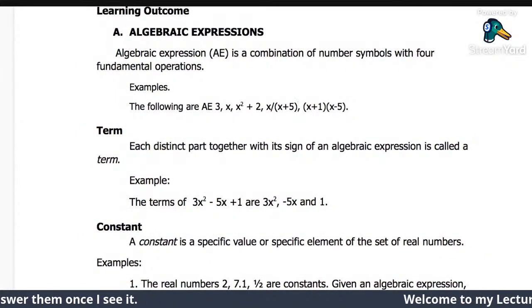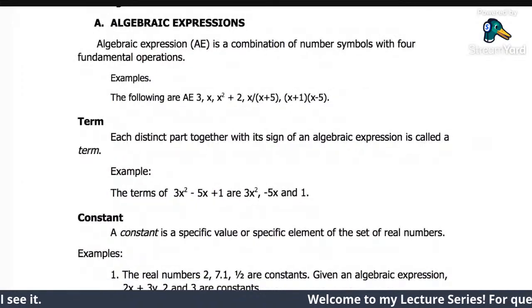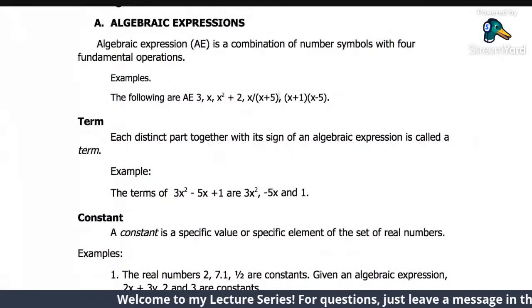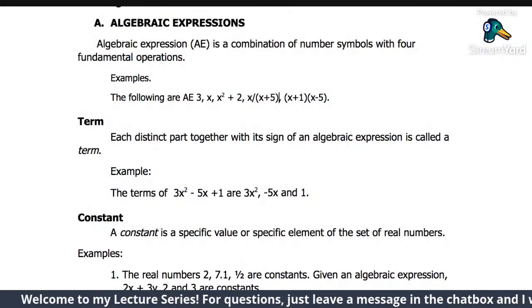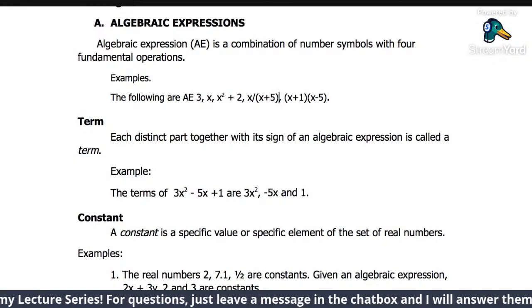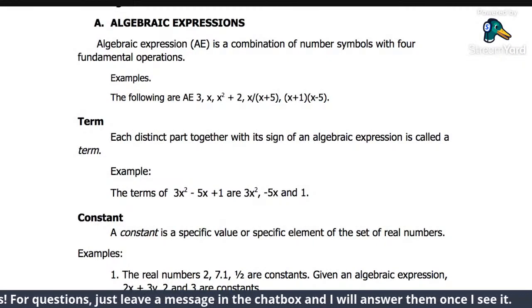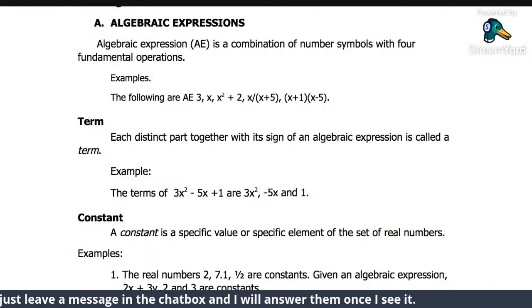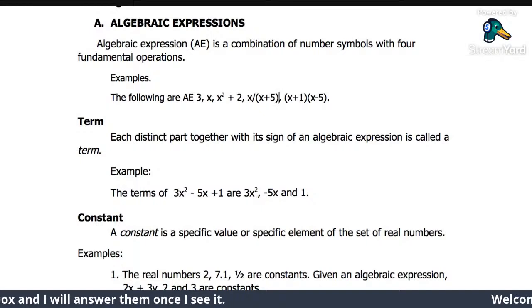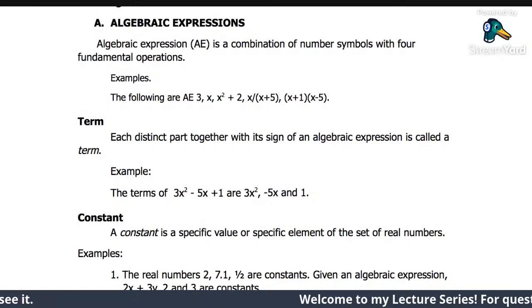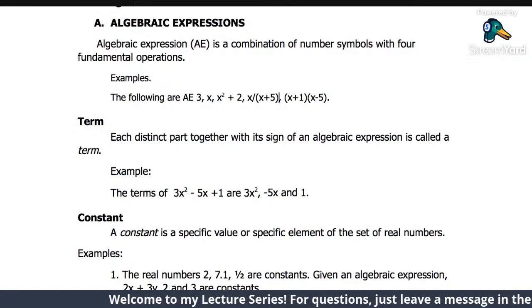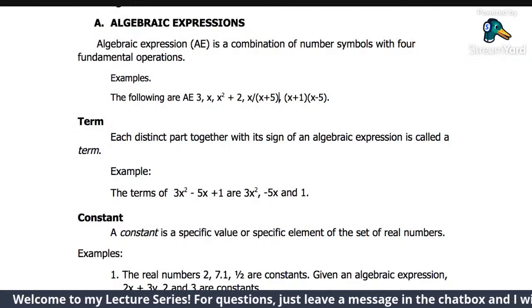So when we talk about algebraic expressions, it's a combination of a number symbol with the four fundamental operations. So for examples, 3x squared plus 2, we have x divided by the quantity x plus 5, the quantity x plus 1 times the quantity x minus 5. These are all examples of algebraic expressions.